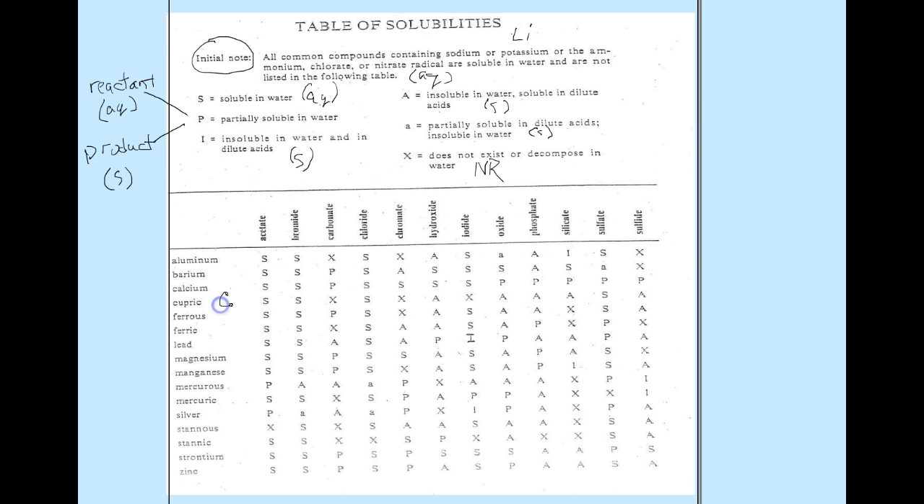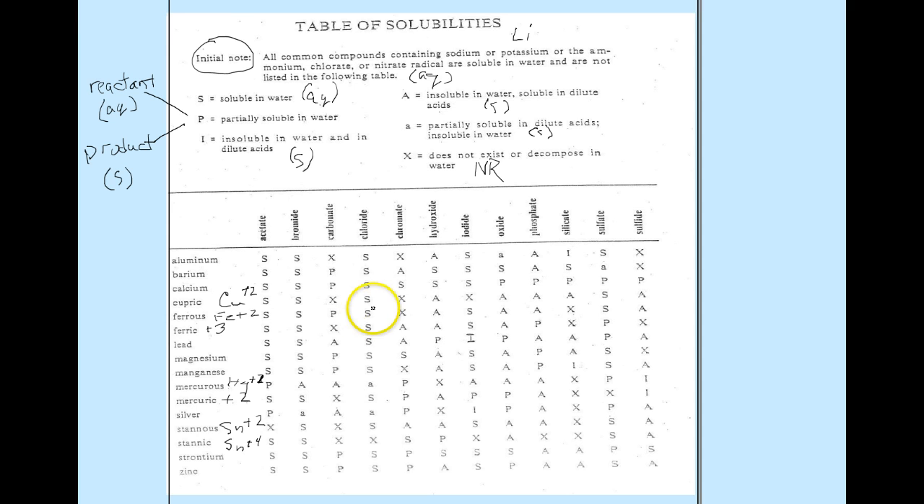Other things too. Cupric, this is Cu with a positive 2 charge. It also applies for copper with a positive 1. Ferrous is iron with a positive 2. Ferric is iron with a positive 3. Mercurous, this is mercury with a positive 1. Mercuric, mercury with a positive 2. Stannous, this is tin, positive 2. Stannic, tin with a positive 4.